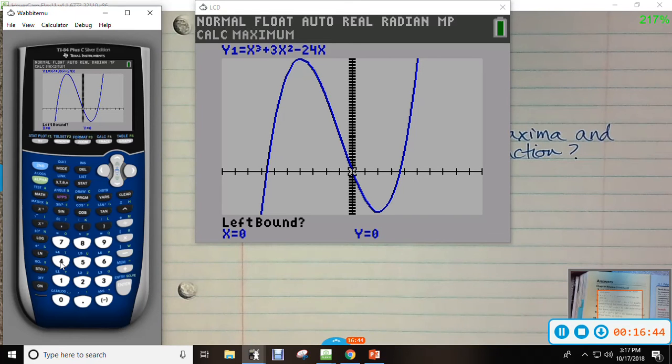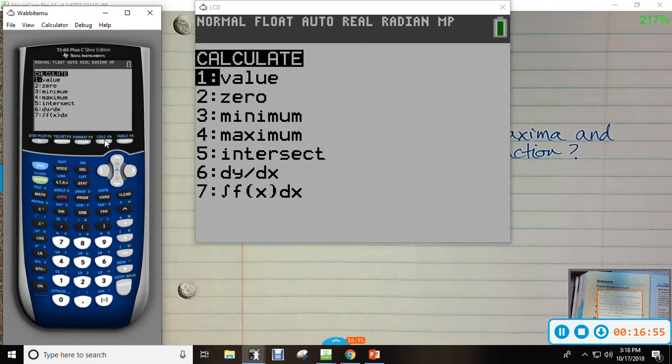Yes? I think you lost us on the Calc button. Okay, so let's go back and we'll do it again. So second, calculate. I want maximum, so press number 4. Got it? It's at the top, right under the screen. Oh, okay. Okay, so now number 4.